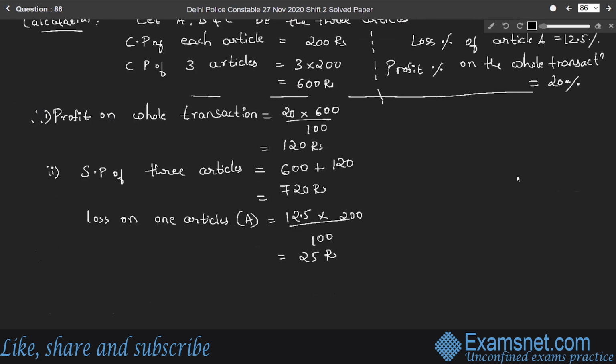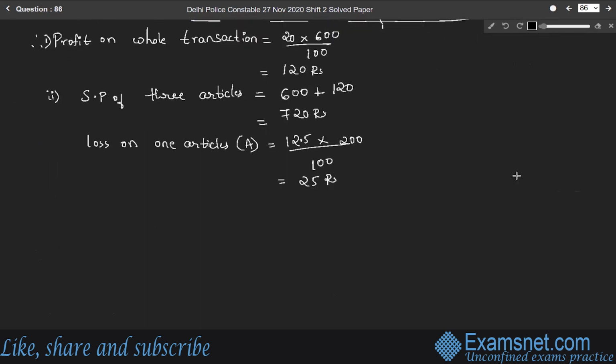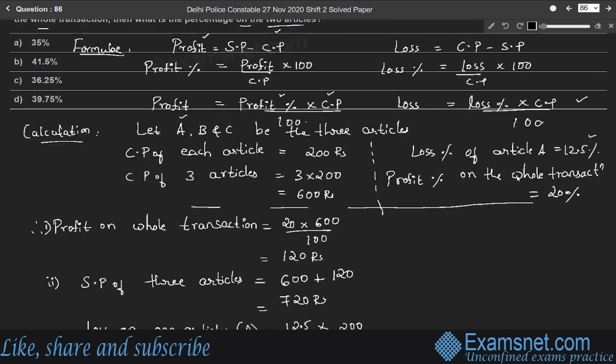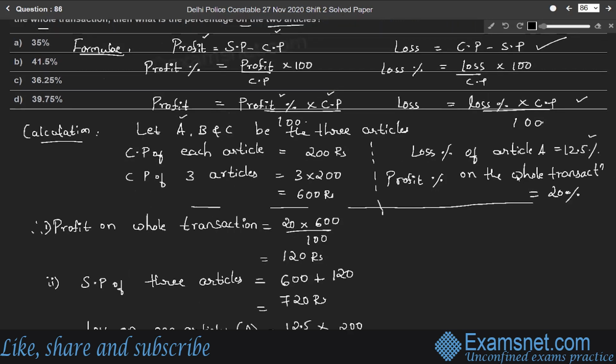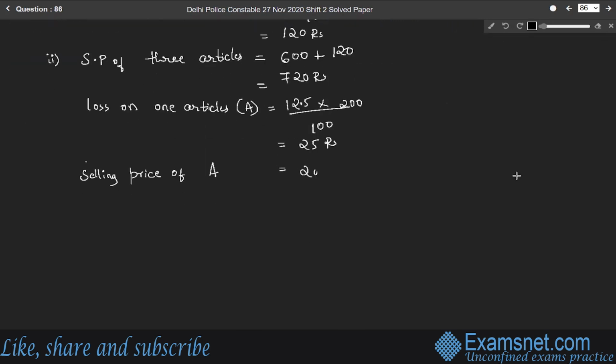Now, the selling price of the same article, selling price of A. Loss is given here, and the cost price is given. Selling price becomes, from the formula, loss is CP minus SP. Therefore, SP becomes CP minus loss. Cost price is 200, minus loss, 25. Therefore, the selling price becomes 175 rupees.